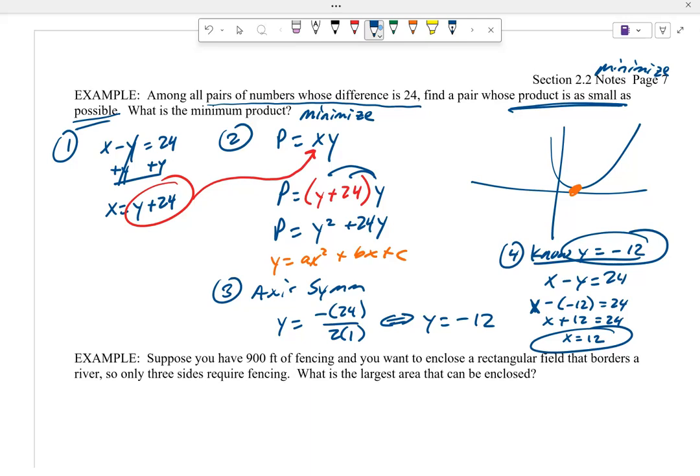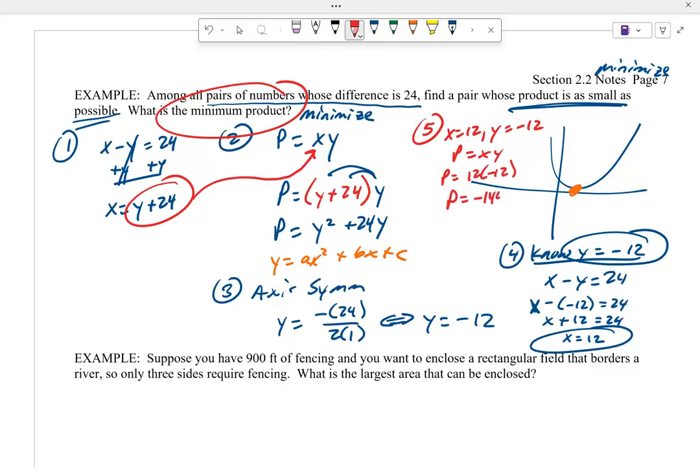And notice if we multiply those two together, what is the minimum product? What is the minimum product? So step 5. If x is 12, y is negative 12, minimizes it. What is that minimum? Negative 144. That's the minimum product you'd have based on the restriction that their difference be 24.